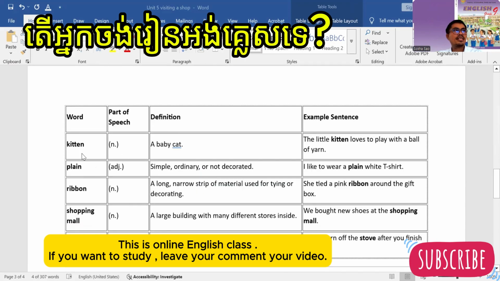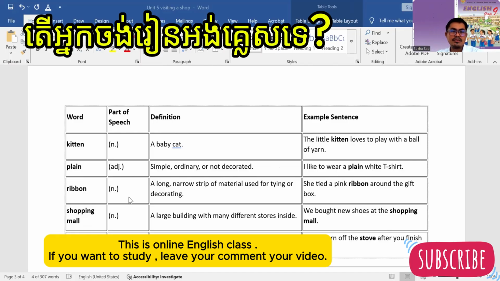And the next word is kittens. It's a noun, a baby cat. So a baby cat we call a kitten. For example, the little kittens love to play with a ball of yarn. Normally the kitten likes to play very much. And plain is an adjective. It means simple, ordinary, or not decorated. I like to wear a plain t-shirt, just a simple white t-shirt.